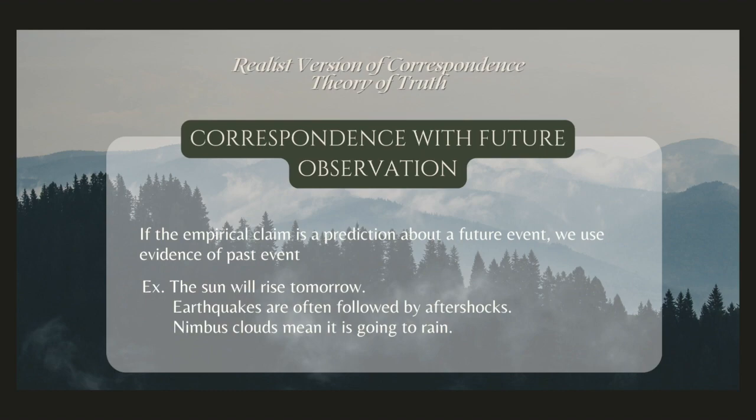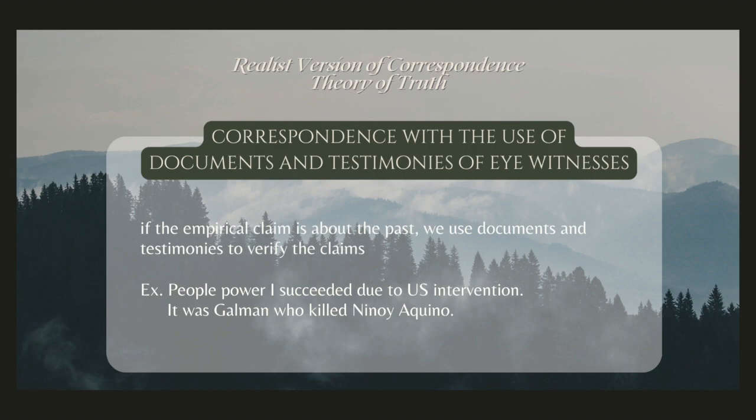Next is the correspondence with the use of documents and testimonies of eyewitnesses. It is correspondence with the use of documents and testimonies of eyewitnesses if the empirical claim is about the past. So we use documents and testimonies to verify the claims. Examples of these are People Power 1 succeeded due to US intervention, and it was Galman who killed Ninoy Aquino.